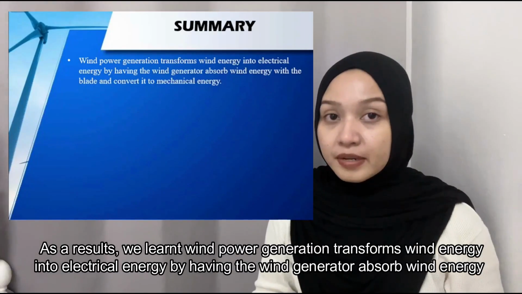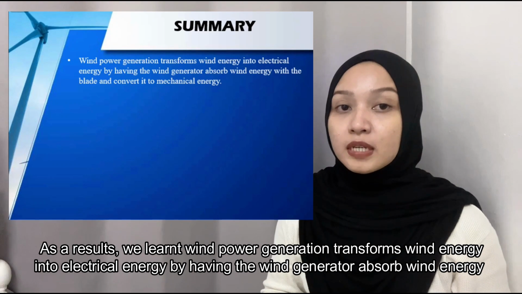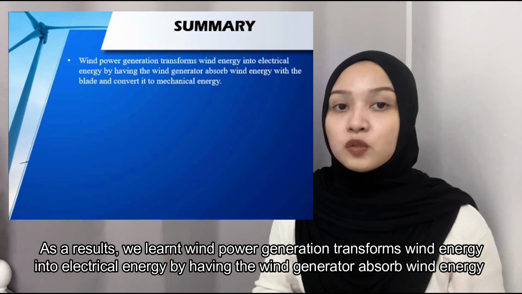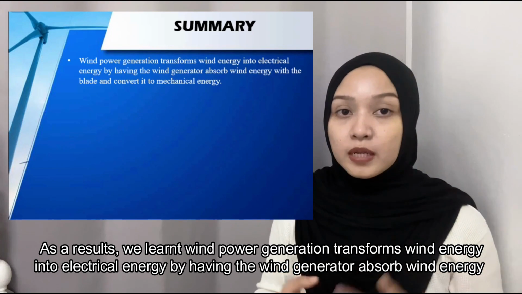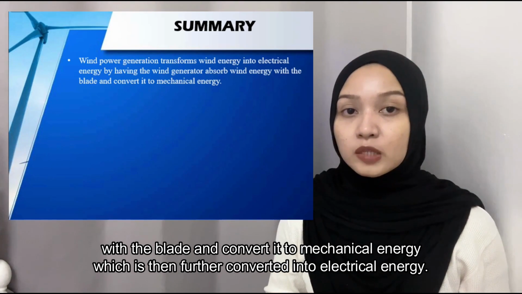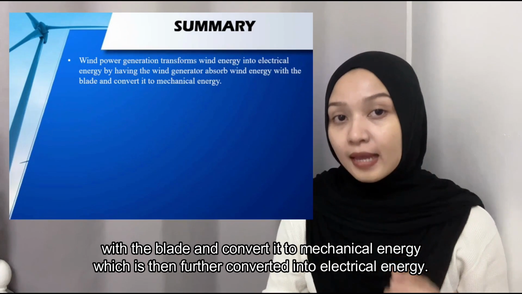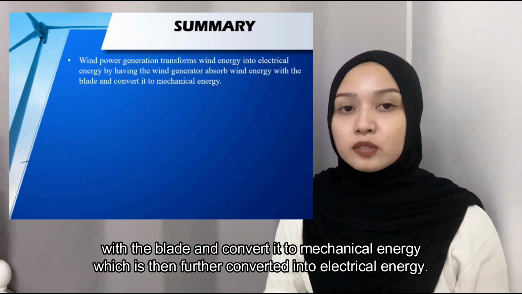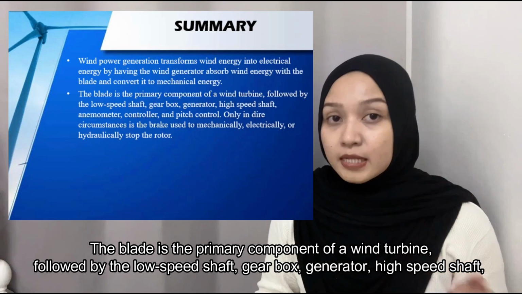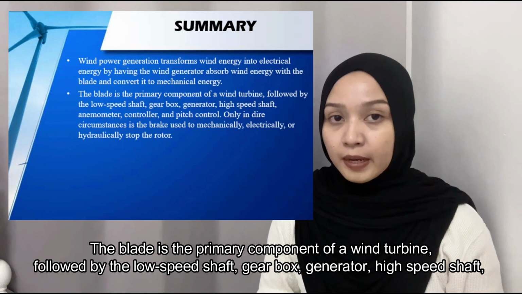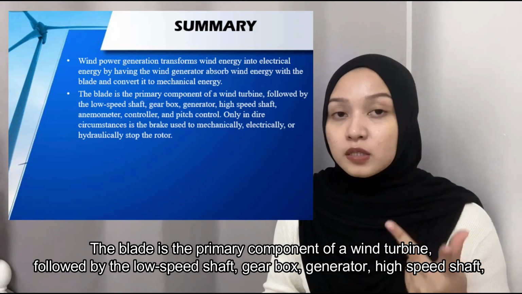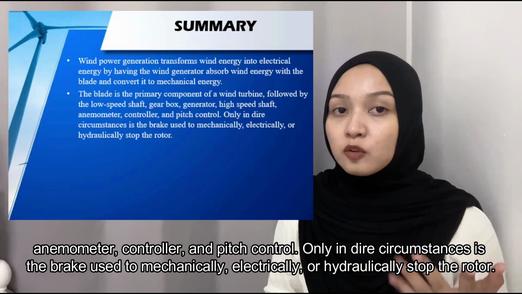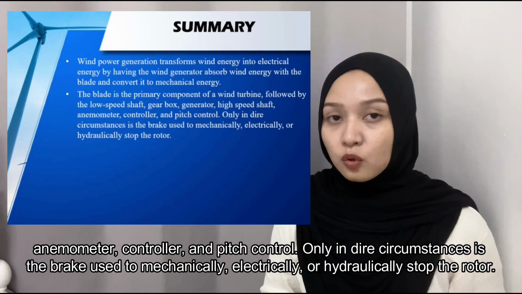Thank you. As a result, we learned that wind power generation transforms wind energy into electrical energy by having the wind generator absorb wind energy with the blade and convert it into mechanical energy, which is then further converted into electrical energy. The blade is the primary component of a wind turbine, followed by the low-speed shaft, gearbox, generator, high-speed shaft, anemometer, controller, and pitch control.